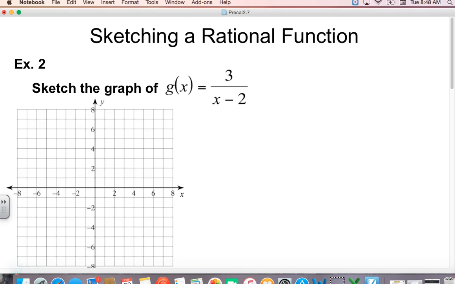All right, so to find f of 0, we're going to plug in 0, or in this case g of 0. So we got 3 over 0 minus 2. So g of 0 equals 3 over negative 2, negative 3 halves. So that's negative 1.5, which would be right here. So this is going to be our y-intercept. That was step 2. We didn't have a step 1.